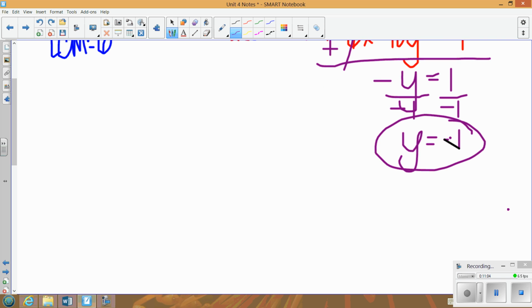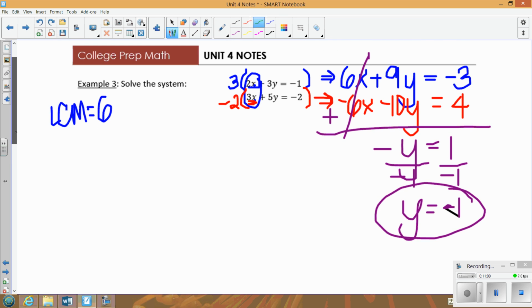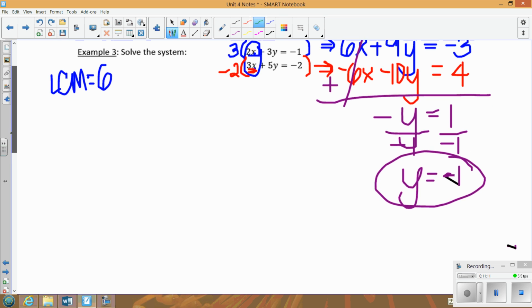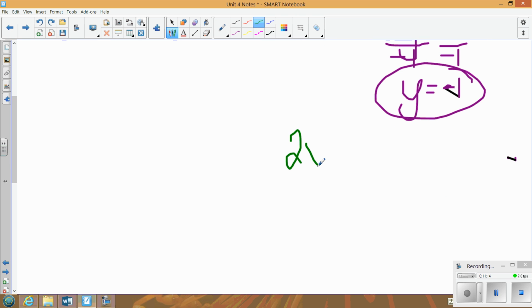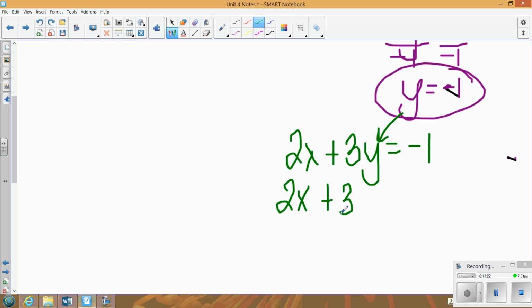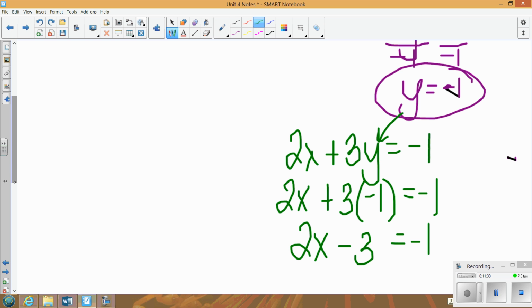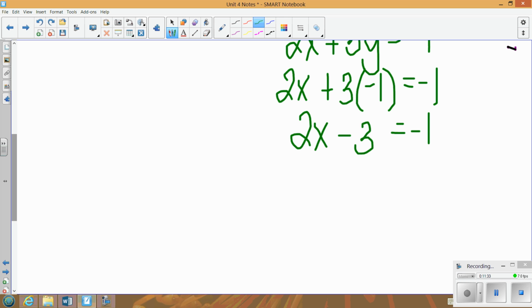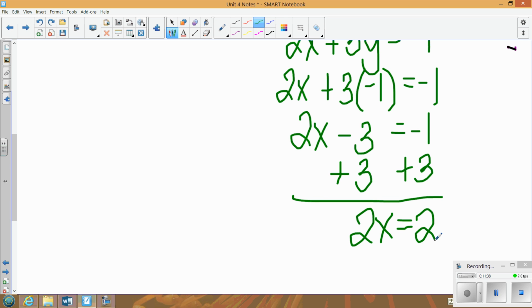And then you can go ahead and plug this into either equation. So let's say I plug it into the first equation. Doesn't matter. So I have 2x plus 3y equals negative 1. So I'm taking that and plugging it in. So 2x plus 3 times negative 1. Don't forget about that negative. So 2x minus 3 equals negative 1. Add the 3 to both sides. So I have 2x equals 2. Divide everything by 2. We get x equals 1.